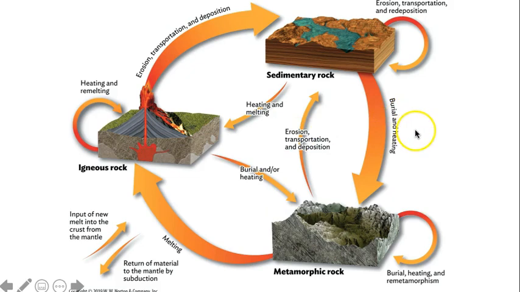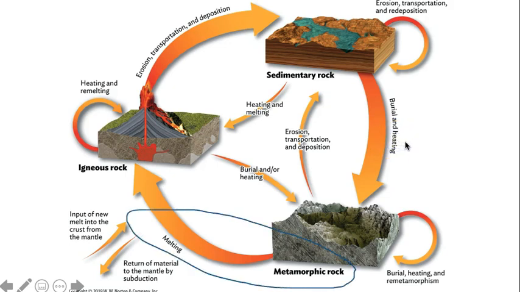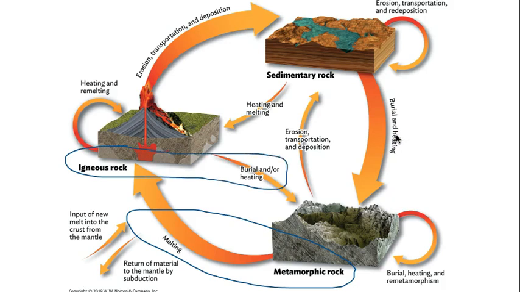The rock cycle shows how all three types of rock are interrelated and that any type of rock can become any other type of rock. For example, if a metamorphic rock is melted, it becomes magma that will eventually cool and solidify to become an igneous rock. Or if an igneous rock is subjected to heat and pressure, say because it gets caught up in a subduction zone, it will be transformed into a metamorphic rock.